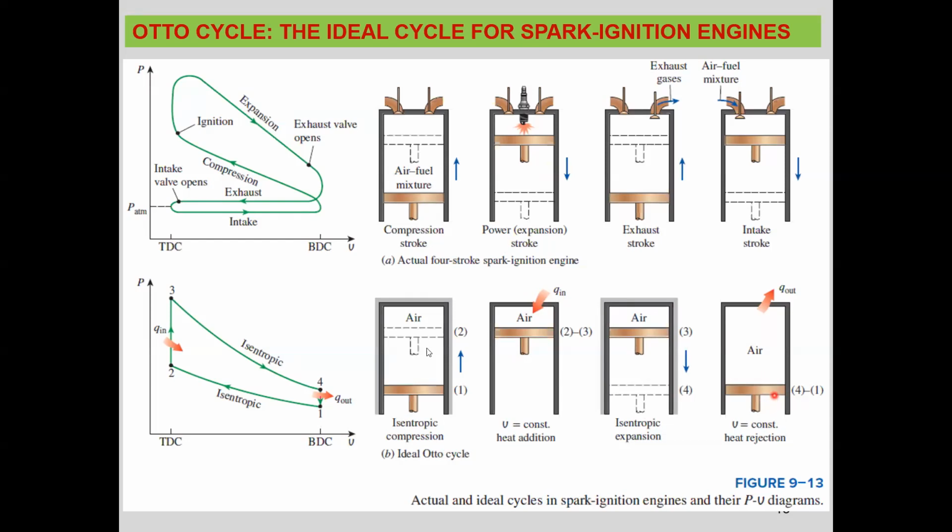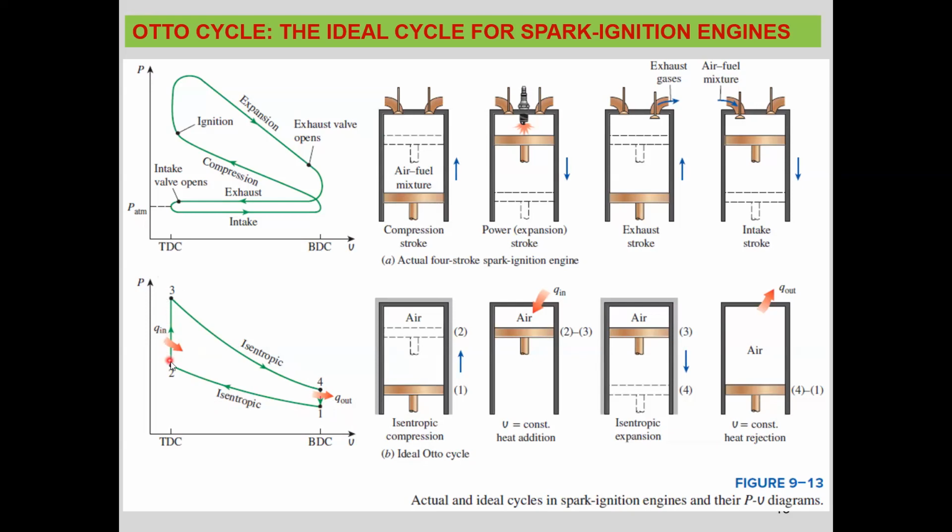So in the ideal Otto cycle, 1, 2 isentropic compression, 2, 3 constant volume heat addition, 3, 4 isentropic expansion, 4, 1 constant volume heat rejection. 1, 2 in the actual cycle is normal compression of air-fuel mixture. Okay, here isentropic compression of the air.